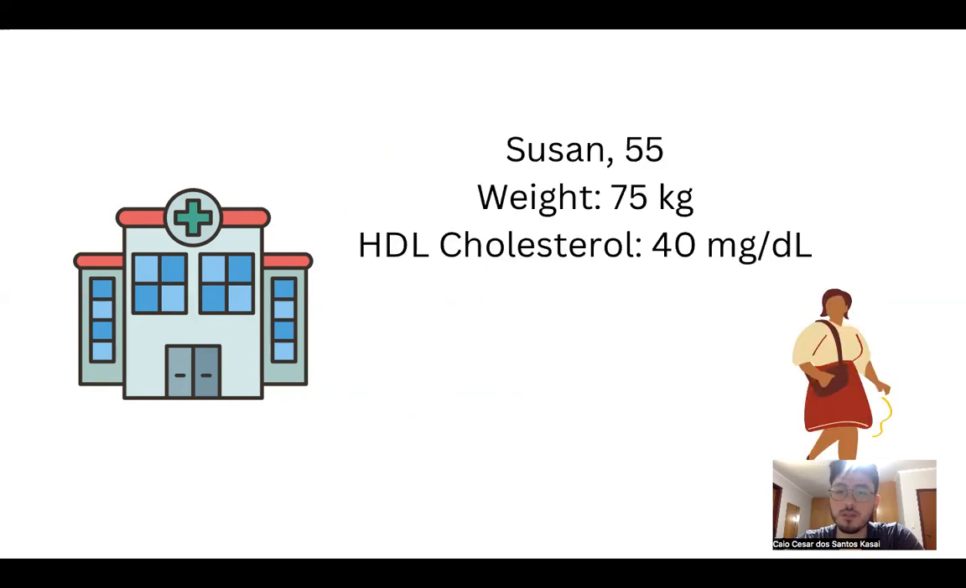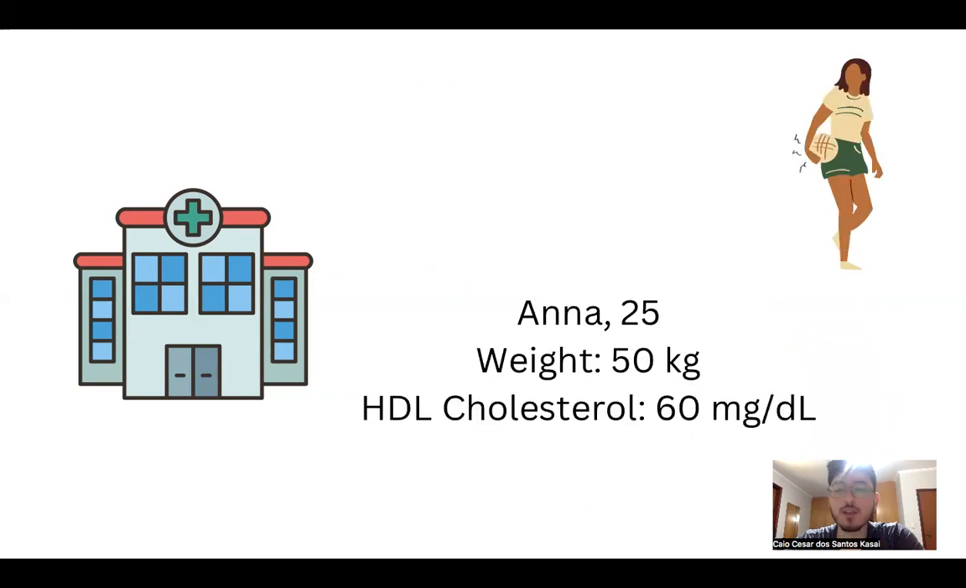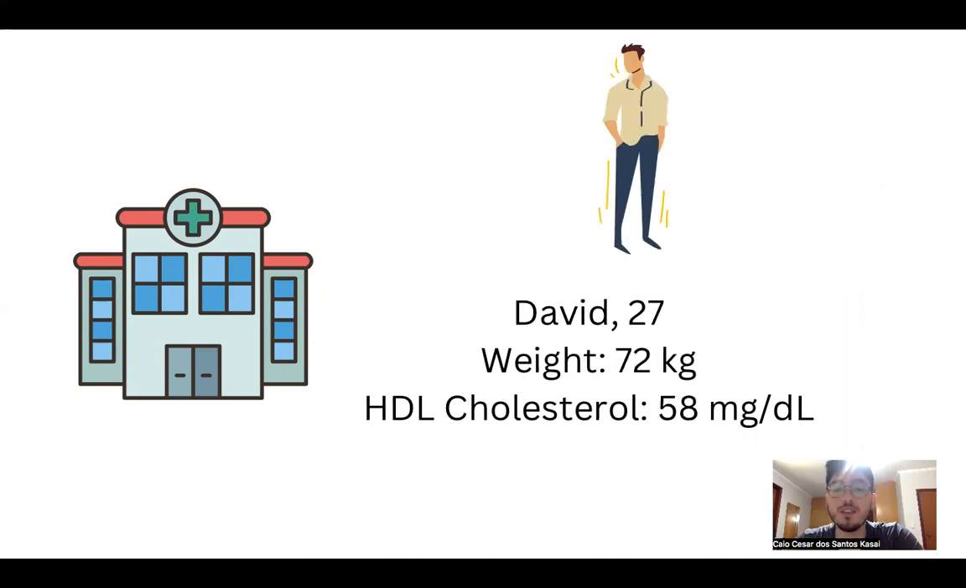After John, Susan comes up. Susan is a 55-year-old woman that weighs 75 kilos, and her HDL cholesterol is 40. After Susan, Anna comes up, and she is a 25-year-old woman that weighs 50 kilos, and her HDL cholesterol is equal to 60. David comes up.